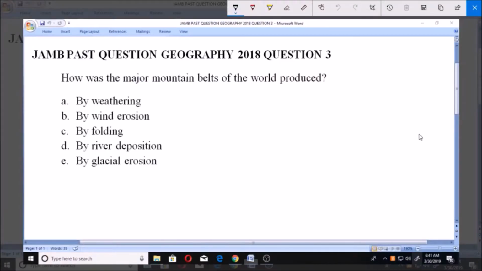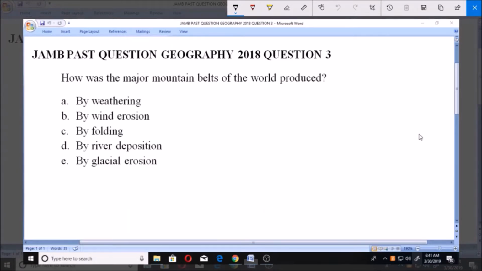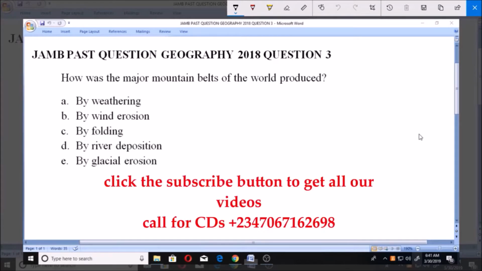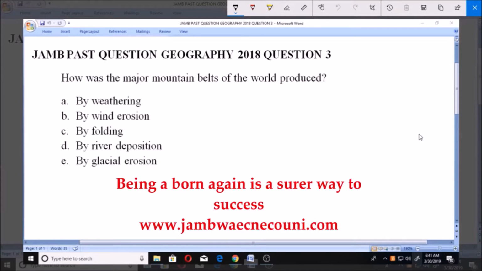Welcome. Let's look at these JAMB past questions. Geography 2018. Question number 3. How were the major mountain belts of the world produced? A. By weathering. B. By wind erosion. C. By folding. D. By river deposition. E. By glacier erosion.